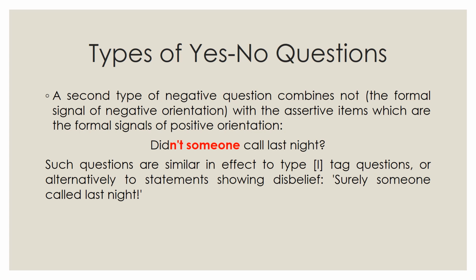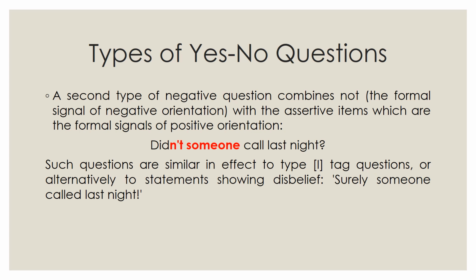Another form of the negative orientation in yes/no questions is the negative question that combines "not" as the formal signal of negative orientation with the assertive forms. Okay, so you can have the negative orientation yes/no questions by having a negative question with what? With an assertive form. For example, didn't someone call last night? You see here, I am using "not" with "someone" in a what? In a yes/no question.